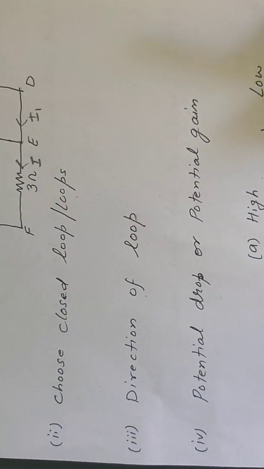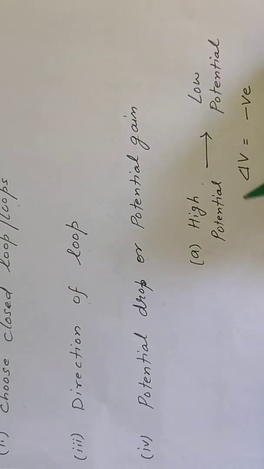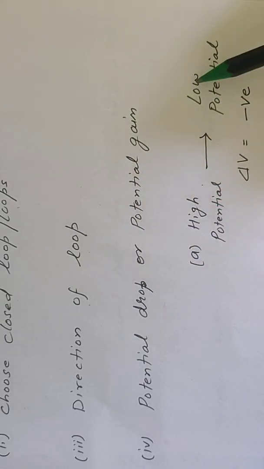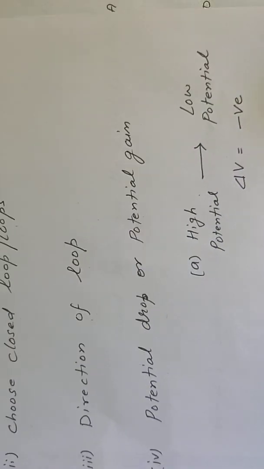How to get the potential drop or potential gain? If we are going from high potential to low potential, we say there is a decrease in potential. Remember this point: high potential to low potential means decrease in potential. And if we go from low potential to high potential, we take the change in potential as positive. Now I give you an example.